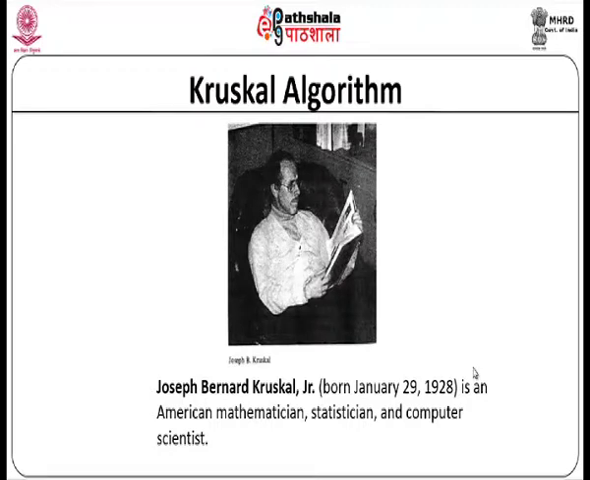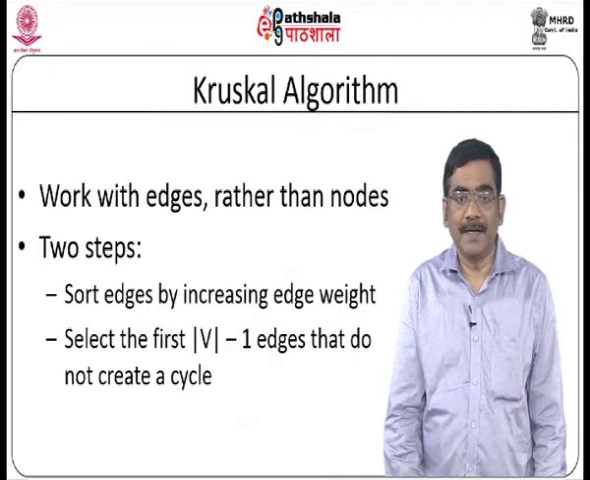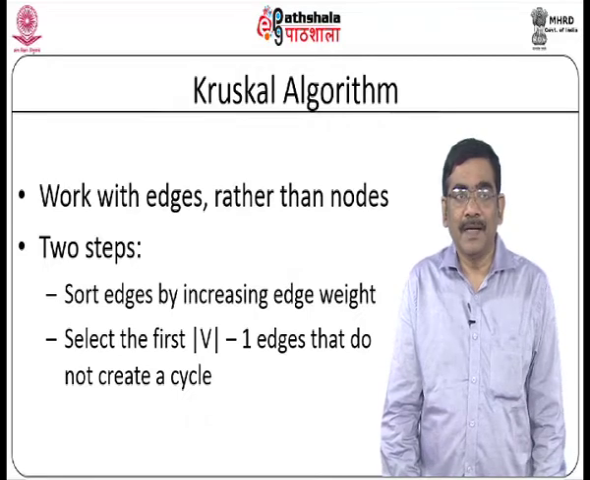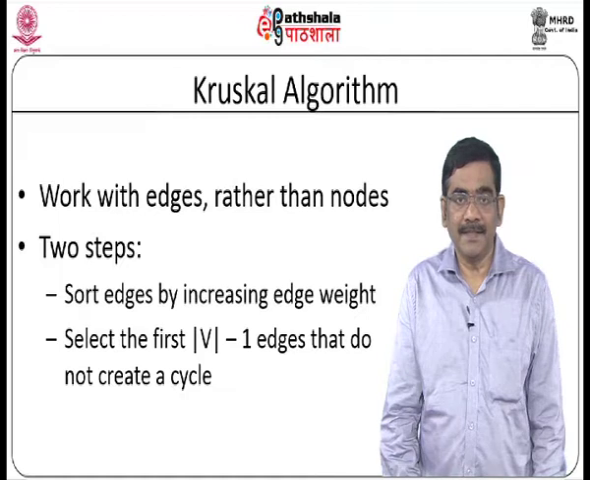So, this is a photograph of Joseph Bernard Kruskal. He is an American mathematician, statistician and computer scientist who proposed this algorithm for finding the spanning tree. As we said earlier, this algorithm works with edges rather than the nodes.